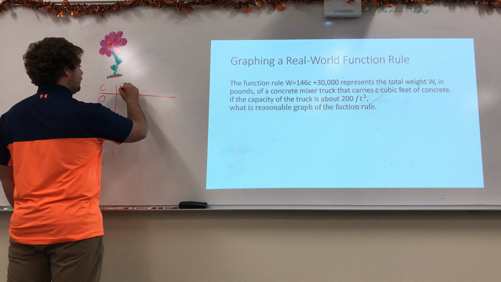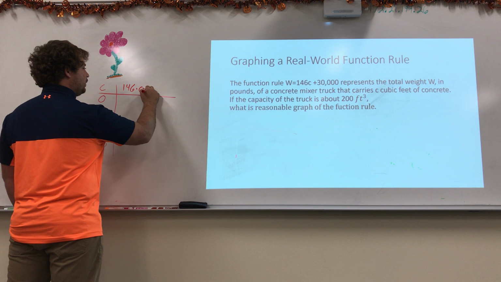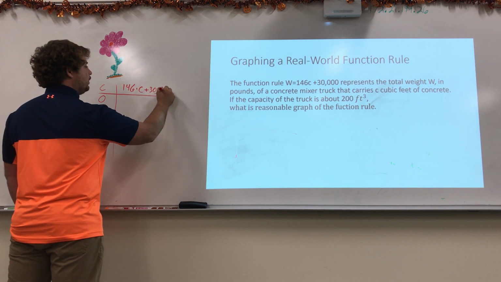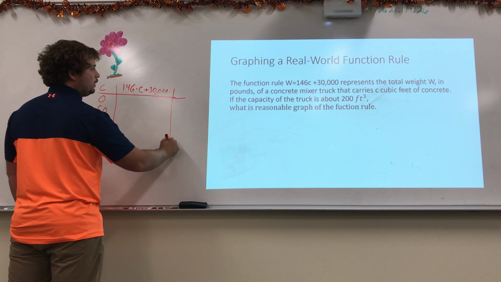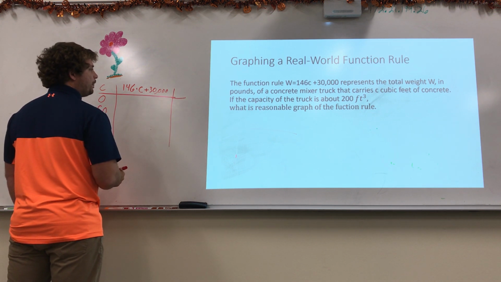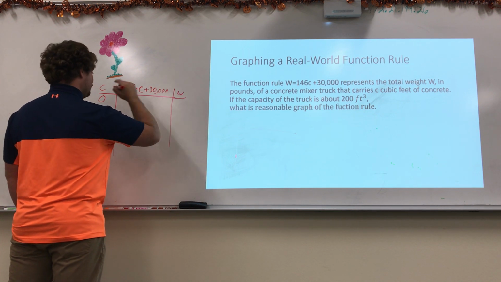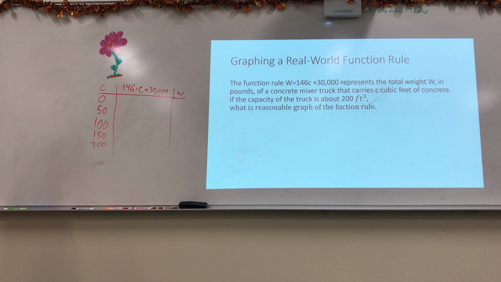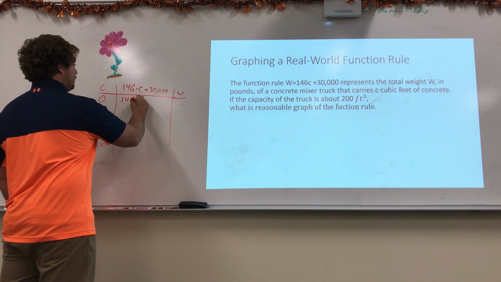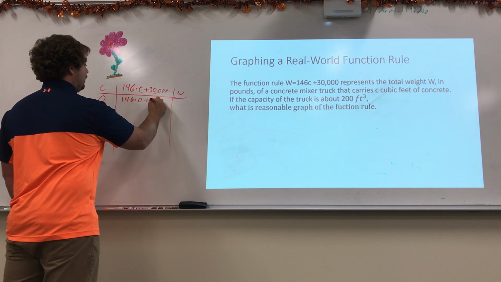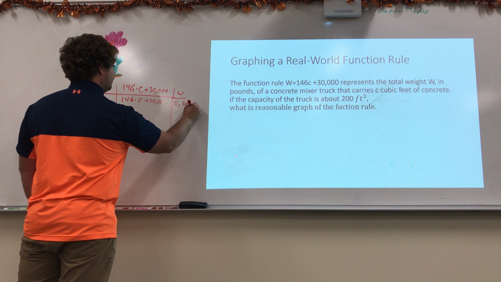My equation that I'm working with is 146 times c plus 30,000. So 30,000 is probably what your truck weighs. Good. So if I plug in 0 here, I'm going to have 146 times 0 plus 30,000, so the ordered pair is 0 and 30,000.